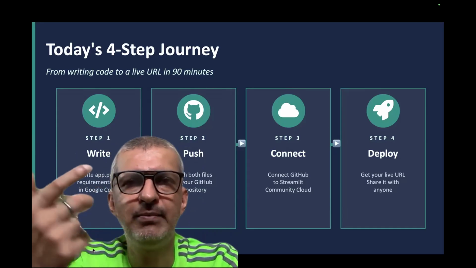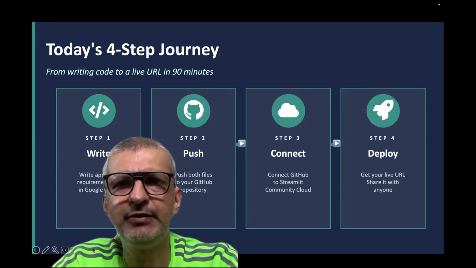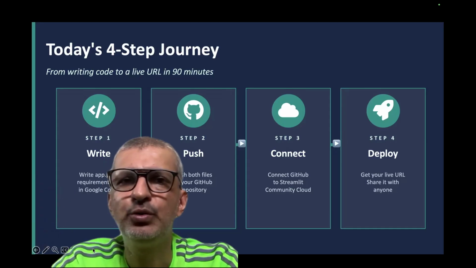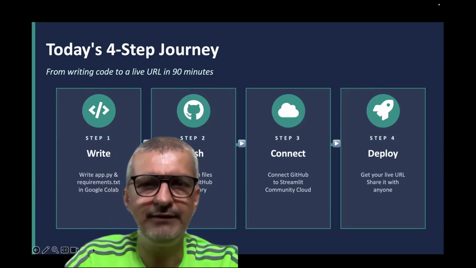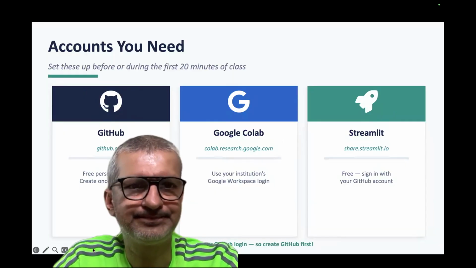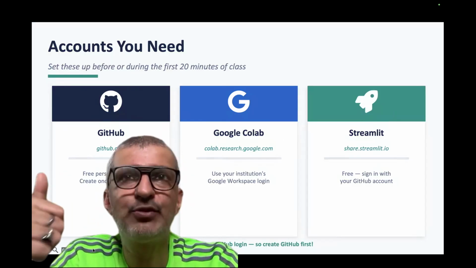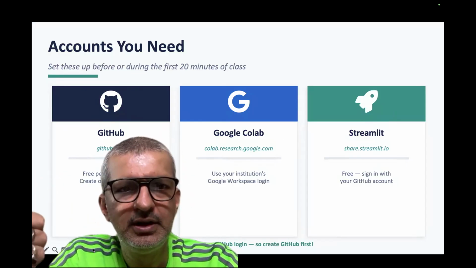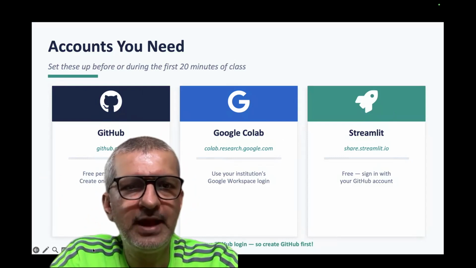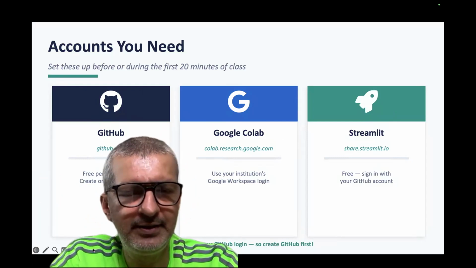Once you go to Streamlit and you connect your GitHub repository, which has that business dashboard, you are live. You have deployed the app. So I need you to do these things. You have to create a GitHub account. Go to github.com and you can create a free personal account there.